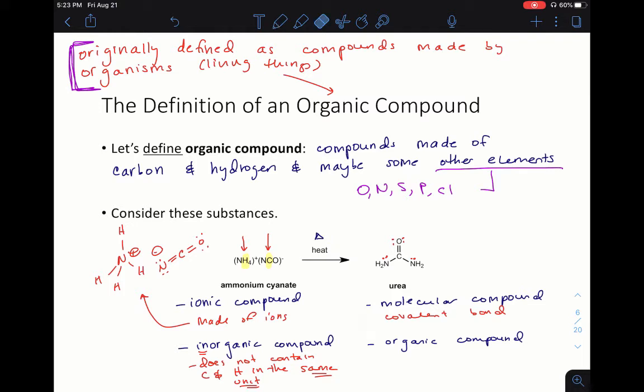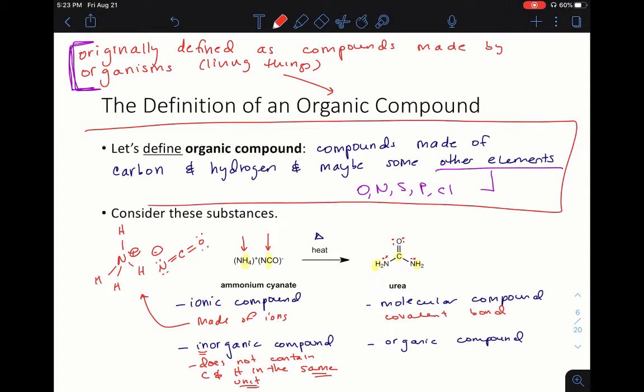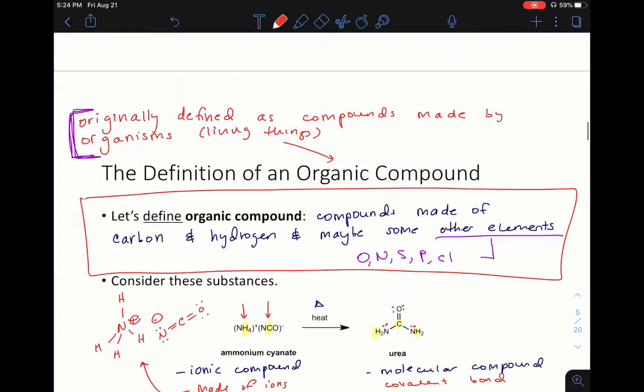It is also an organic compound. It's an organic compound because hydrogen and carbon are contained in the same unit. So because chemists could make urea in the lab, they realized that organic compounds are not just compounds made by living things. They are compounds that contain carbon and hydrogen and maybe some other element. Excellent. Have we figured out now where to put organic compounds in our flowchart? What do you think? Where should they go?